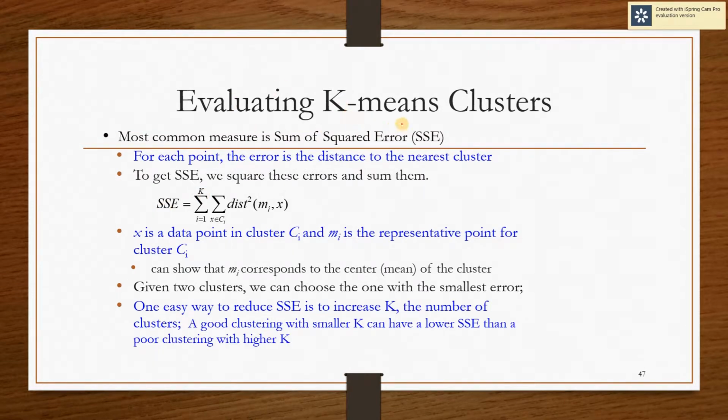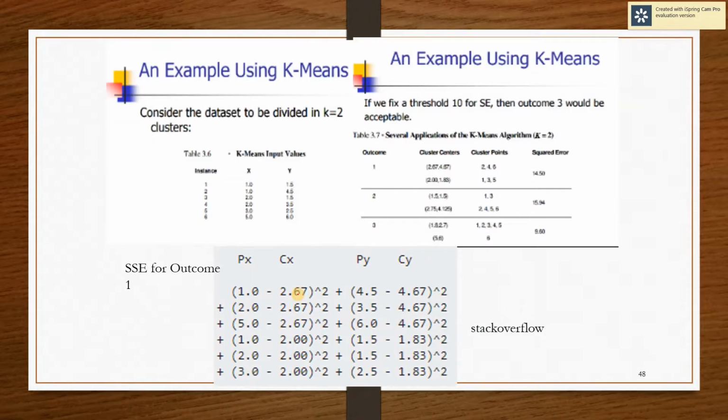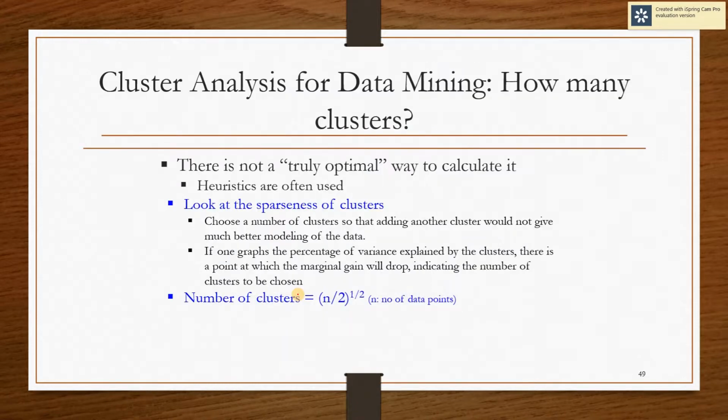In order to evaluate the k-means clusters, the most common measure is the sum of square error. For example, you have the distance and you have to square it. For each point, the error is the distance to the nearest cluster. So to get the sum of square error, we square this error and then sum them. This one you may take a look at by yourself. So this is an example of using k-means, and this is cluster analysis for data mining.